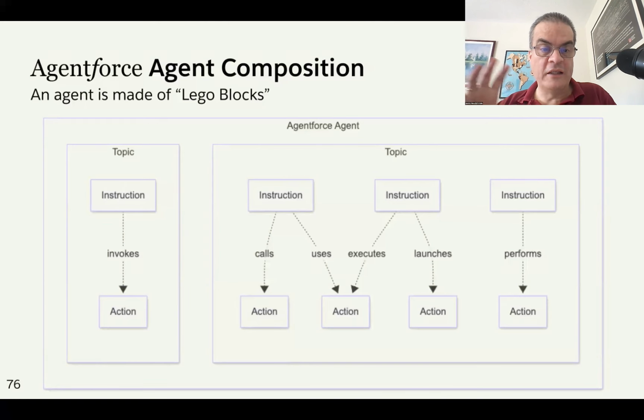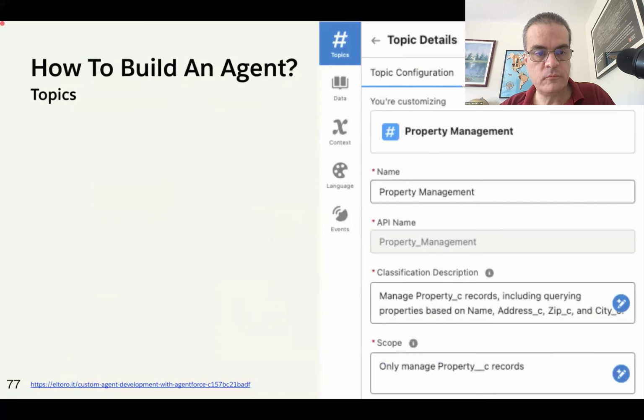So when I talk about these agents and these Lego blocks, an agent will have multiple topics. A topic can have one or more instructions, and the instructions can call one or more actions. Those actions could actually be reused if needed. All right, a few more interesting bullet points that you should be aware of when you're building an agent. Let's start talking about the topics.